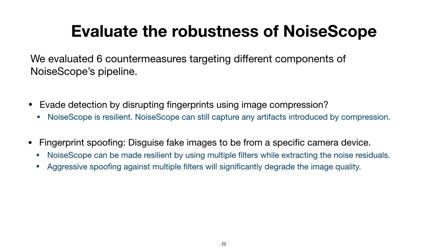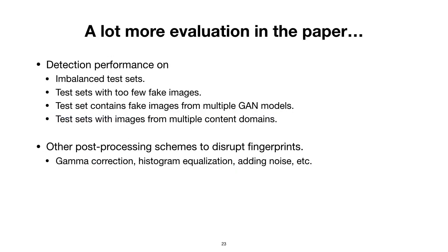Another countermeasure is to spoof the fingerprint to be from a specific camera. NoiseScope can be made resilient by using multiple filters while extracting the noise residues. Moreover, aggressive spoofing against multiple filters will significantly degrade the image quality, thereby rendering the attack unsuccessful.